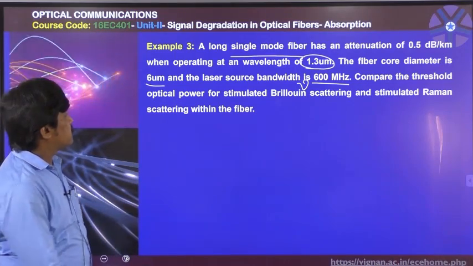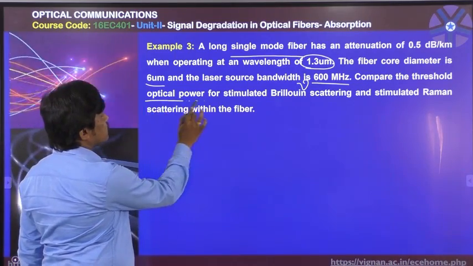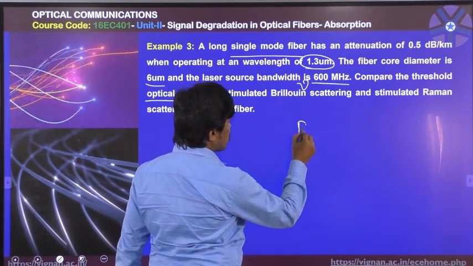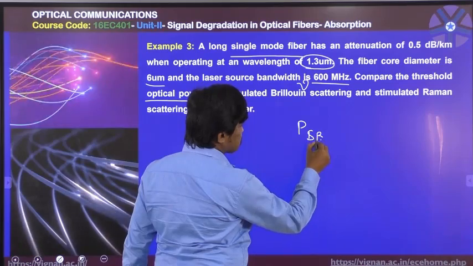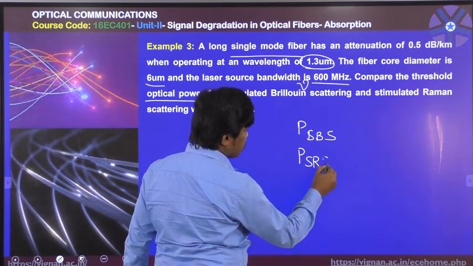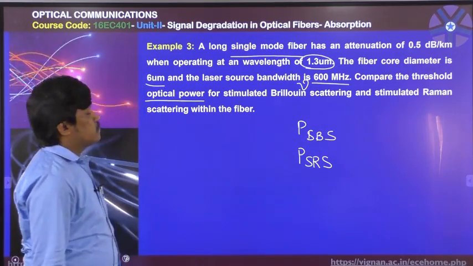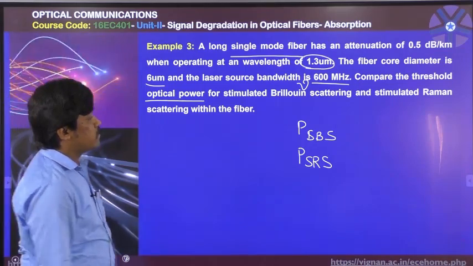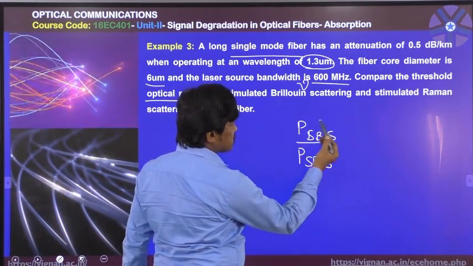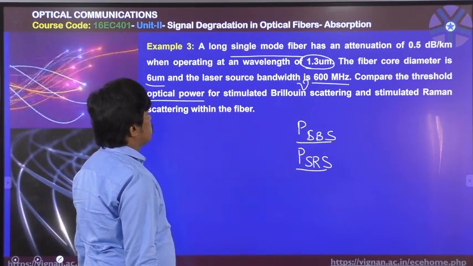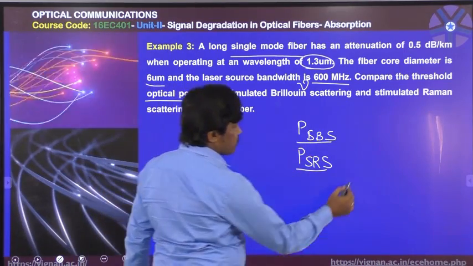Compare the threshold optical power for both stimulated Brillouin scattering and stimulated Raman scattering within the optical fiber cable.